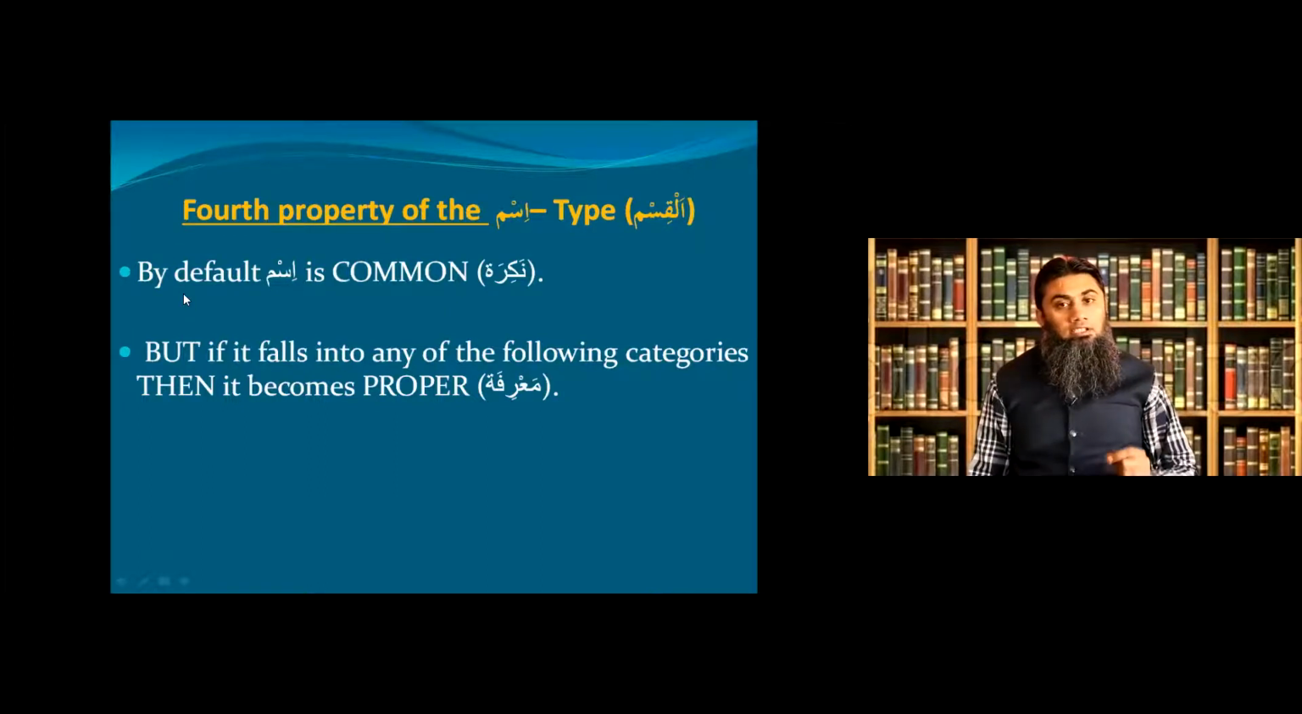So point number 1, the default position of ism is common. Ism will be proper only if it falls in any of the 7 categories, inshallah, which we're going to see in a minute. The word in Arabic language for common is nakiratun, and the word for proper is ma'arifatun. I'm not expecting you at this early stage to know all of these terms, but just to be familiar with them. So common and proper.